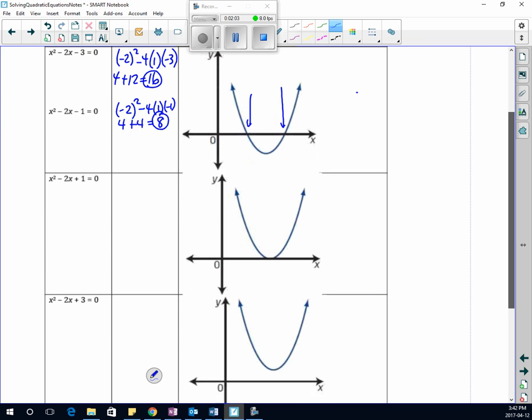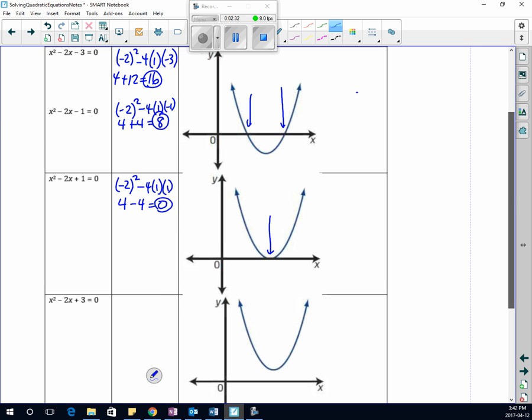Next one, x squared minus 2x plus 1. So b squared minus 4ac would be negative 2 squared minus 4 times 1 times 1. So that is 4 minus 4, which is 0. So my discriminant is 0. A graph would look something like this, where it touches the x-axis just once. So it has only one real root, one solution.